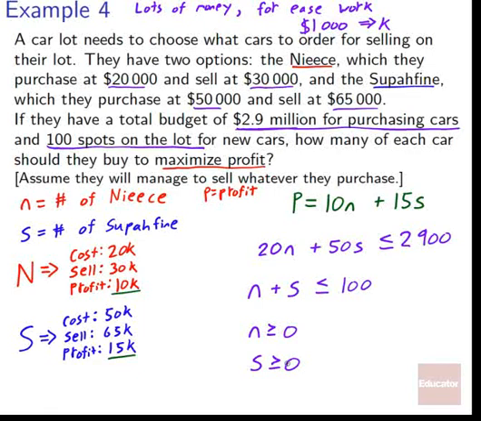The amount of money they have to spend, 20N plus 50S, has to be less than or equal to 2900. N plus S has to be less than or equal to 100, right? The number of spots on the lot. And the fact that they can't buy negative cars: N has to be greater than or equal to zero, S has to be greater than or equal to zero. And our objective function that we're trying to maximize, because we want to maximize our profit, and our profit is this, P equals 10N plus 15S. So we want to maximize P.